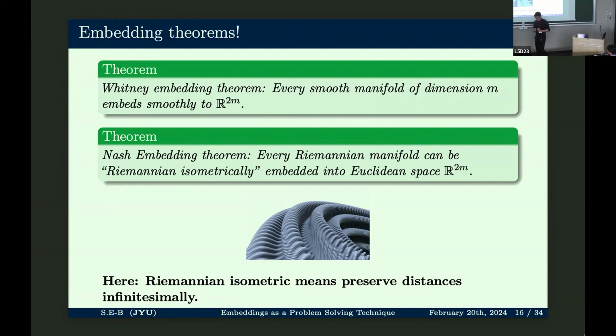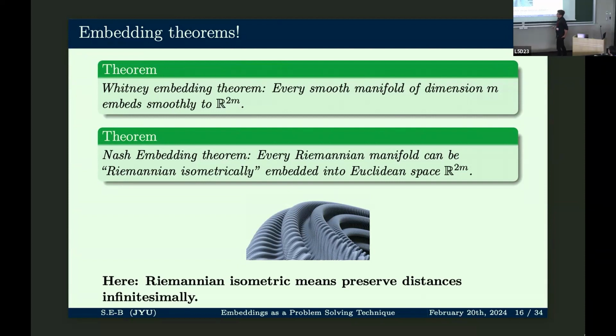And at this point, I should say very importantly that there will be two notions of isometric. The Riemannian isometric is something that preserves distances at infinitesimally small scales. So small distances are preserved, but global distances can be distorted by arbitrarily large amounts. This will be a point that we return to in a little bit.